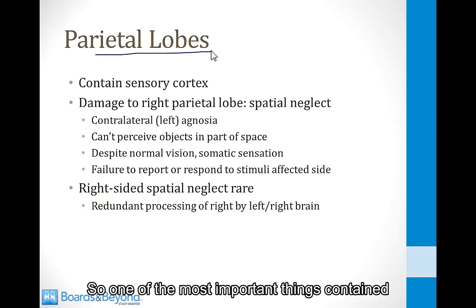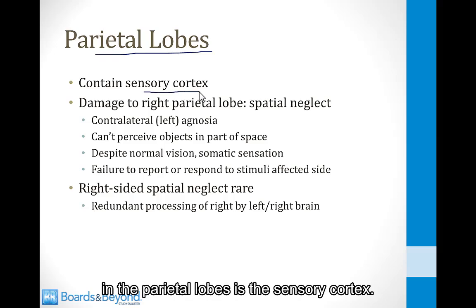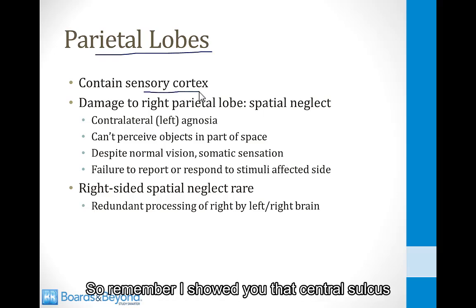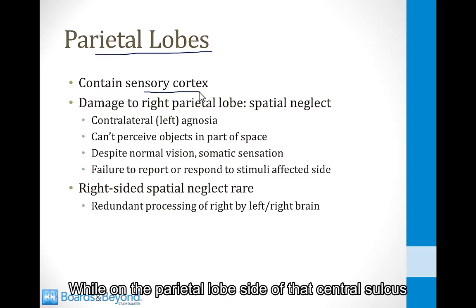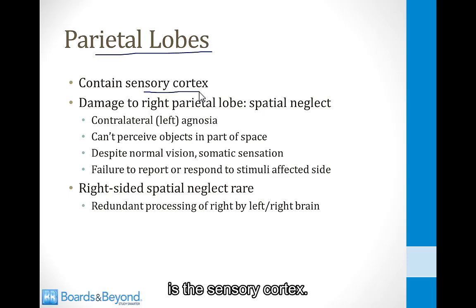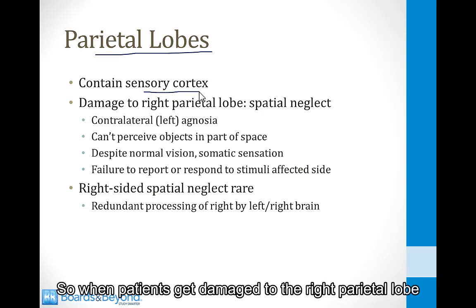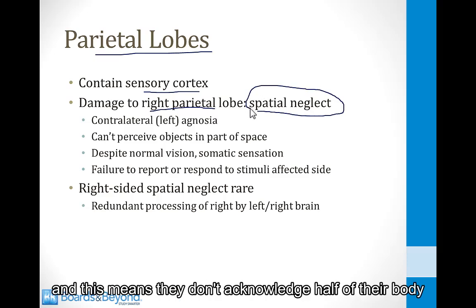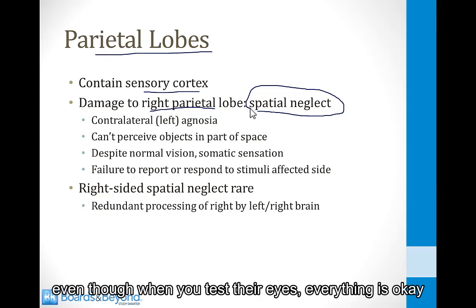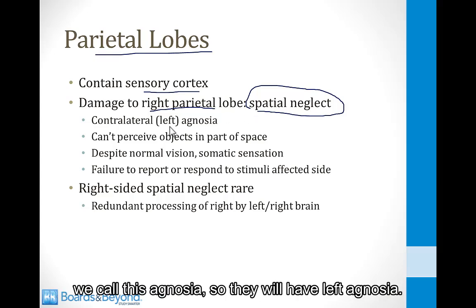So one of the most important things contained in the parietal lobes is the sensory cortex. So remember I showed you that central sulcus, and on the frontal lobe side of that sulcus is the motor cortex, or the motor strip. Well, on the parietal lobe side of that central sulcus is the sensory cortex. So when patients get damage to the right parietal lobe, they get what's called spatial neglect, and this means they don't acknowledge half of their body, even though when you test their eyes, everything is okay. We call this agnosia, so they will have left agnosia.